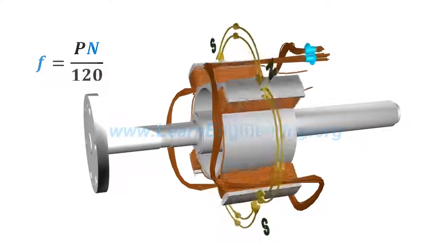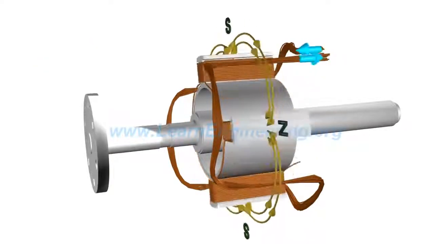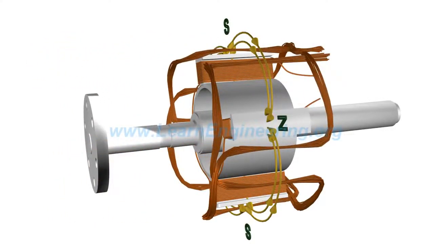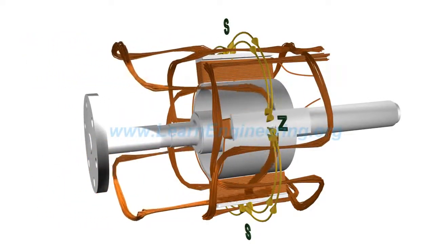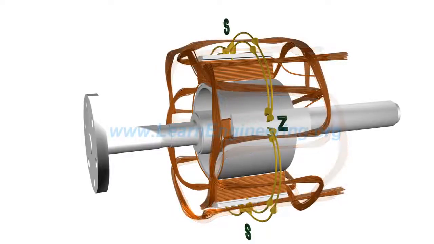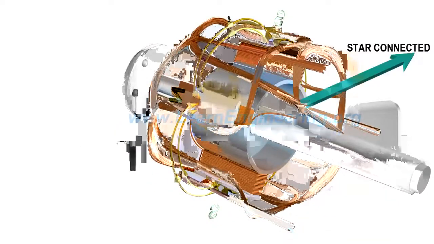For producing 3-phase AC current, 2 more such armature coils, which are at a 120-degree phase difference with the first, are put into the stator winding. Generally, one end of these 3 coils is star connected. Electricity is drawn from the other ends.